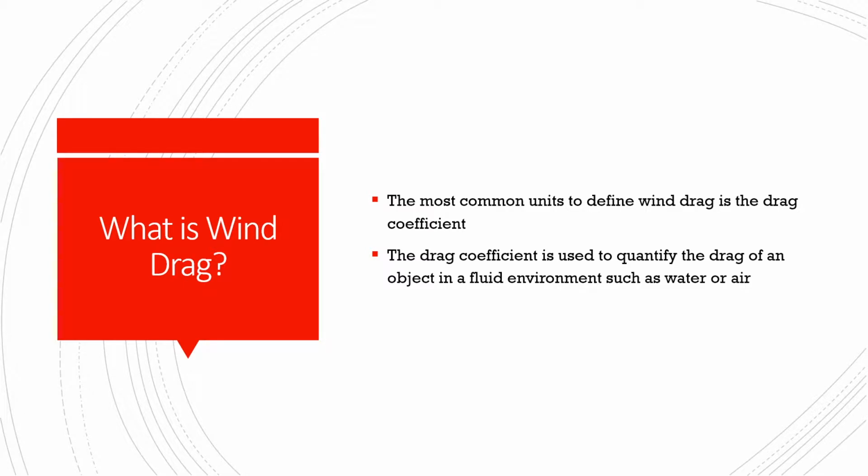So first, let's define the wind drag. The most common unit to define wind drag is the drag coefficient. The drag coefficient is used to quantify the drag of an object in a fluid environment, such as water or air. So for example, the total friction exerted on the cars could be defined as a drag coefficient.